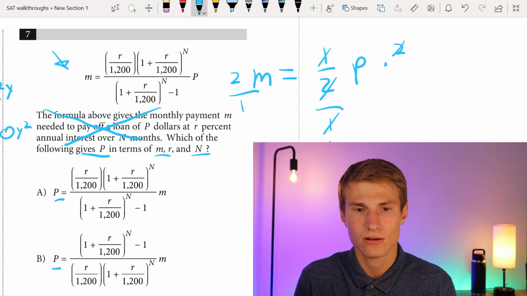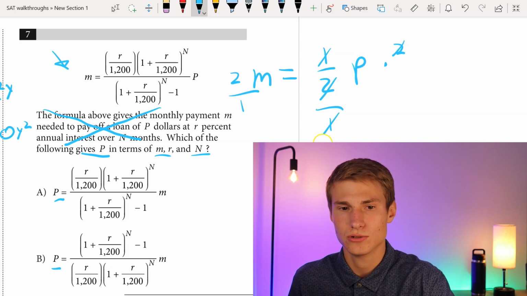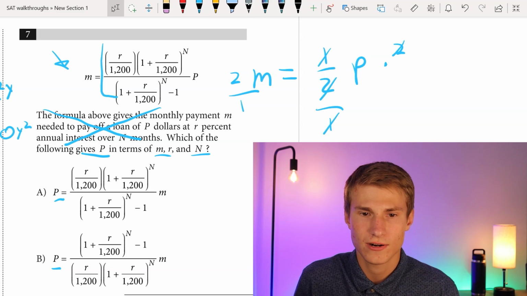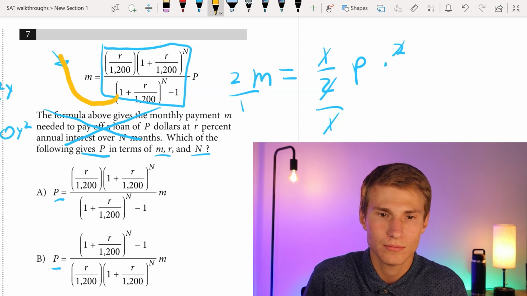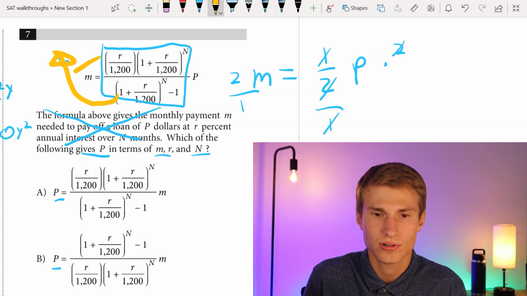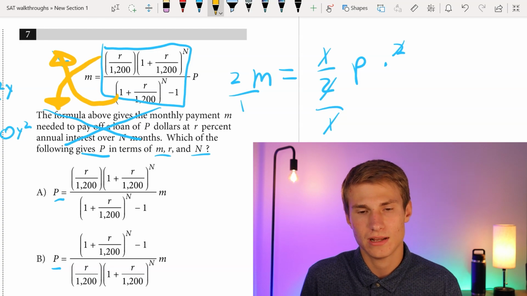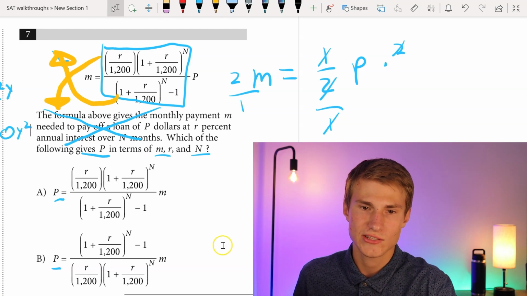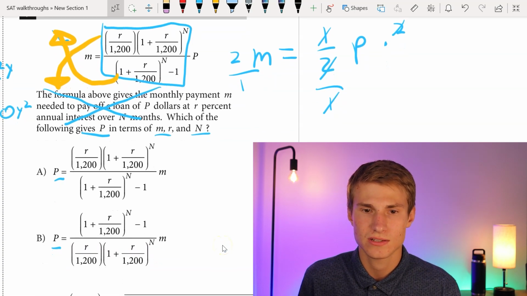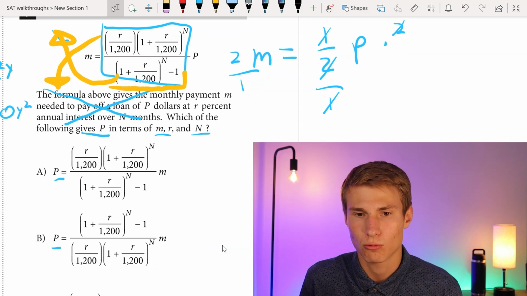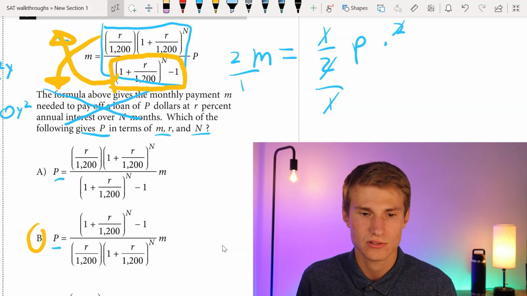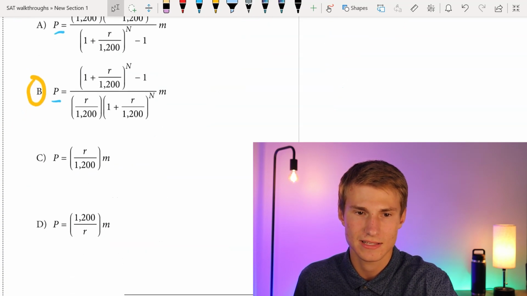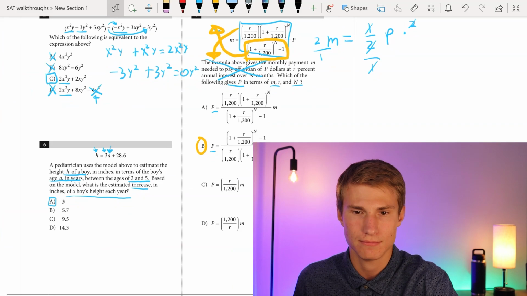Well, it's the same thing with number 7. All we got to do is flip this fraction here that's next to p and put it over by m. So when we do that, our denominator is going to become our numerator, and our numerator is going to become our denominator. So now we just take a look at our answer choices, find which answer choice has 1 plus r over 1,200 raised to the power of n minus 1 as its numerator, and we see that's answer choice B. No other answer choice has that in its numerator, therefore answer has to be B.